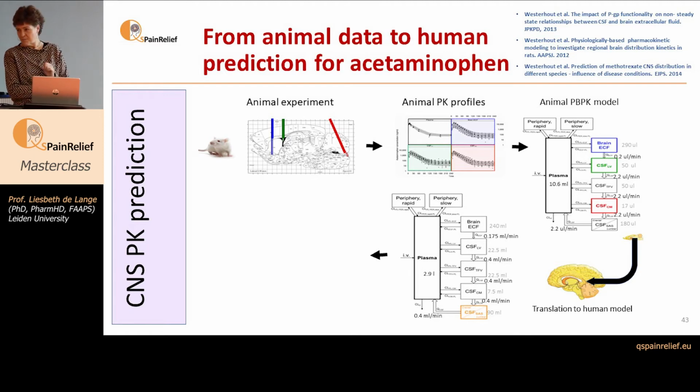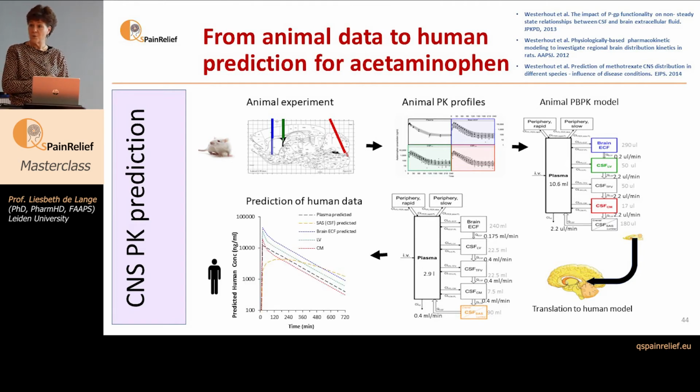say that with this model structure, the modeling of the data results in very well capturing the actual data. The 95% interval is an indication of how well you capture the data. So this model structure does the job. But of course, in the end, we are not interested in what happened in the animal brain, but we would like to know what happens in the human brain.